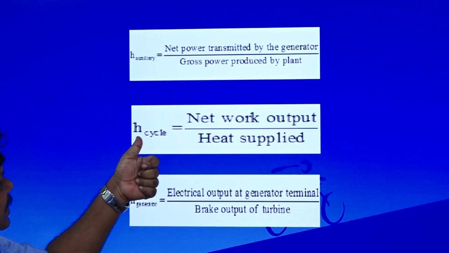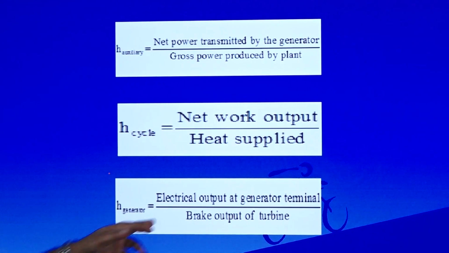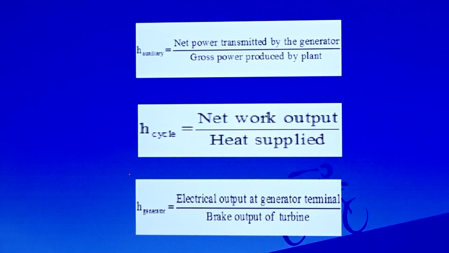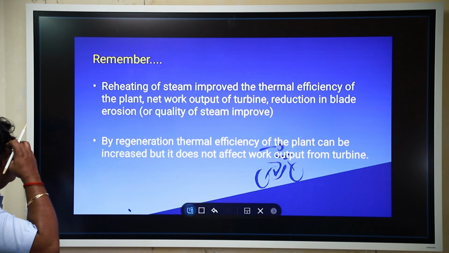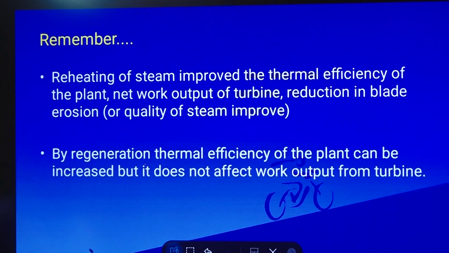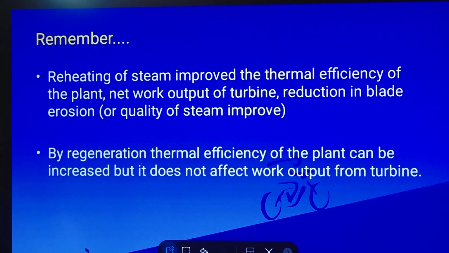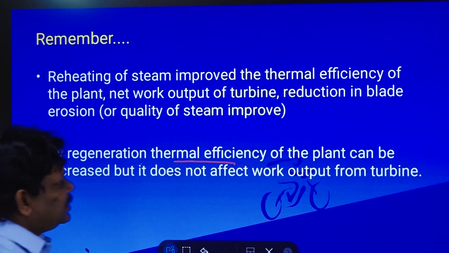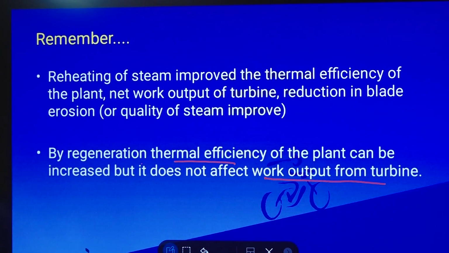Cycle efficiency is the net output over the heat supplied. And the efficiency of the generator is the electrical output at the generator terminal over the brake output of the turbine. So these are the points you have to remember: reheating of the steam improves the thermal efficiency of the plant, the net work output of the turbine, and reduces blade erosion. By using regeneration, the thermal efficiency of the plant can be increased, but it does not affect the work output from the turbine. These are the statements you have to remember related to reheating as well as regeneration.